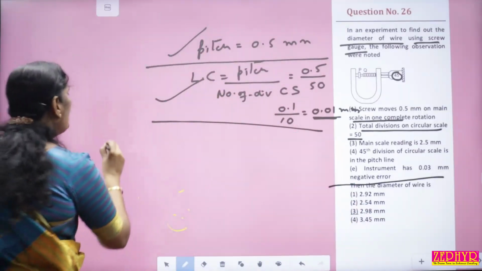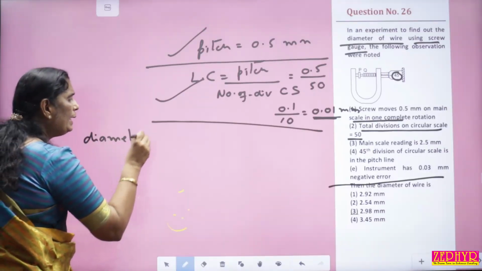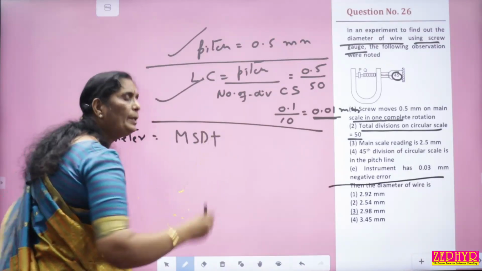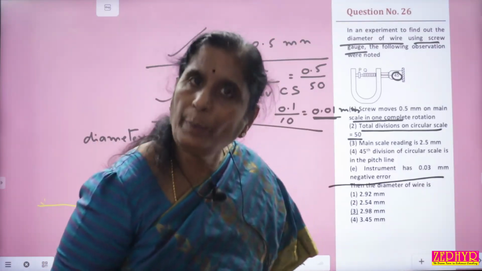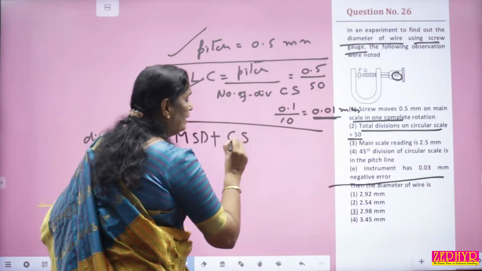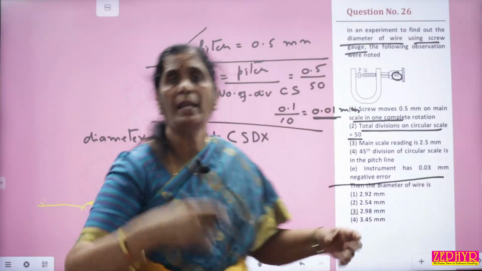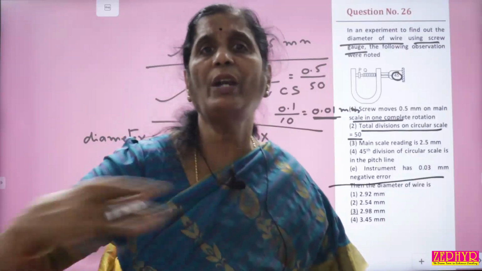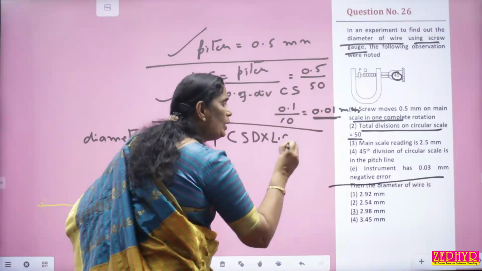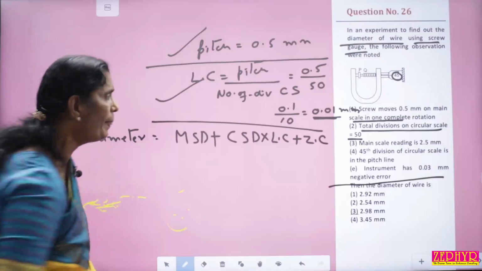The reading, the measurement, is nothing but our diameter. Keep the object between the jaws, note down the main scale division, and measure the circular scale coincidence. They will say which circular scale division is coinciding with the 0 level of the graduation. The formula is: main scale reading plus circular scale coincidence into least count plus 0 correction. Now read it.